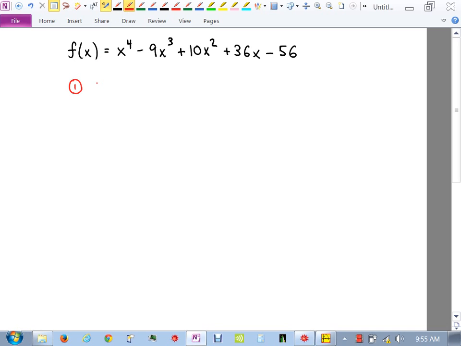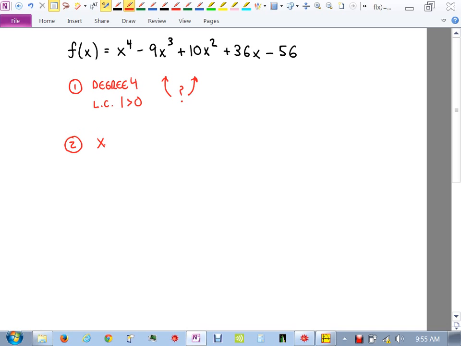All right, so first thing, left and right hand behavior. My degree is 4, and my leading coefficient is 1, which is greater than 0, so it should go up on both sides. Right? Up, up.